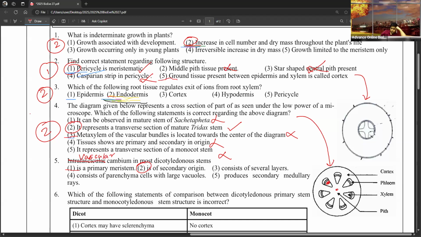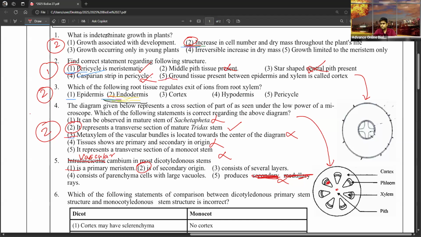Consists of several layers? No, one cell layer every time in a vascular cambium. So we'll correct the question, people: vascular cambium in most dicot stems is secondary in origin. I'm taking the second one as the answer. Produces medullary rays? What do you call these now, people? Vascular rays, so we'll take this as a wrong statement. Second is better.